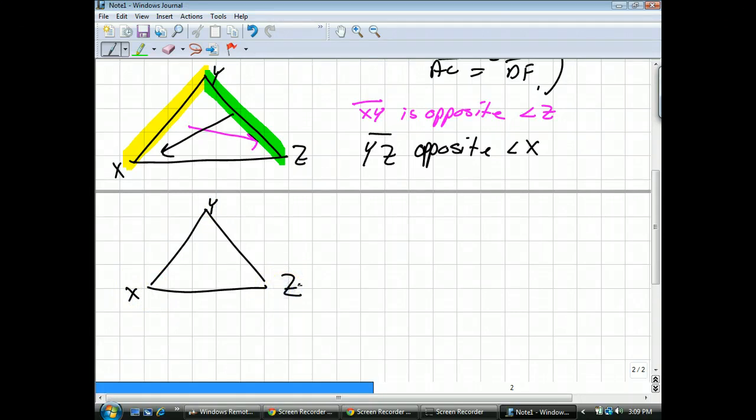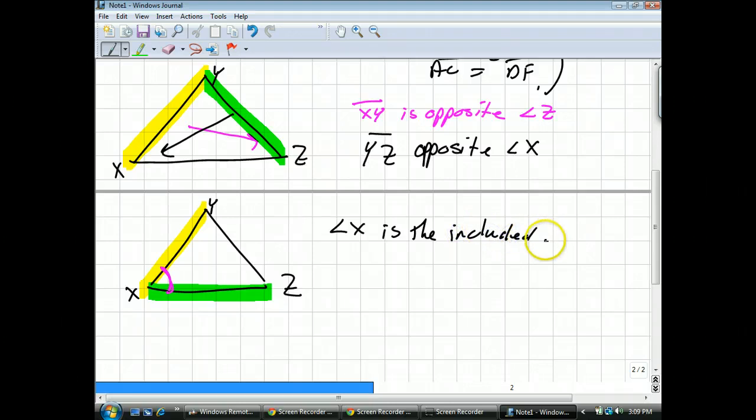We also have the idea of the included angle, okay? So for instance, if I look at this side and this side, so those two sides form angle X. So we would say that angle X is the included angle, okay? So angle X is the included angle between segment XY and segment XZ. Okay? And so we would talk about side, angle, side, because that is the included angle.